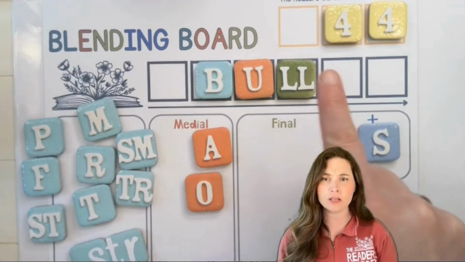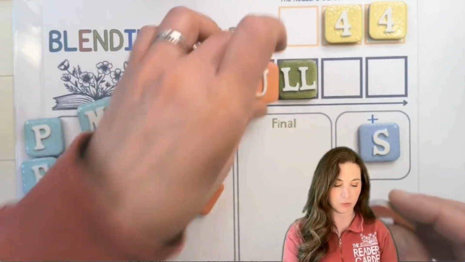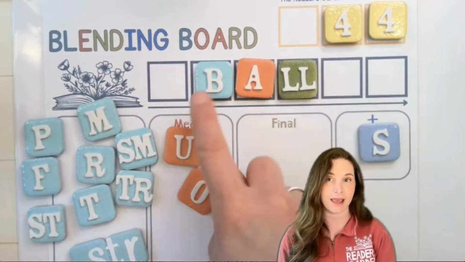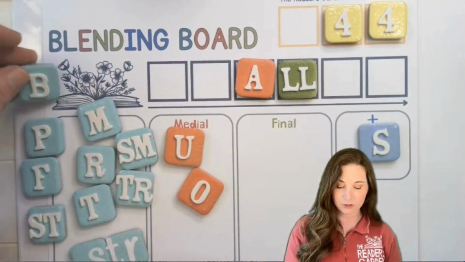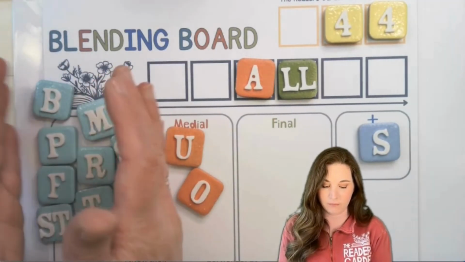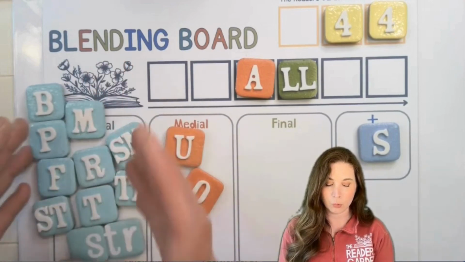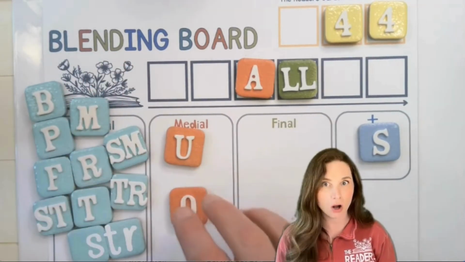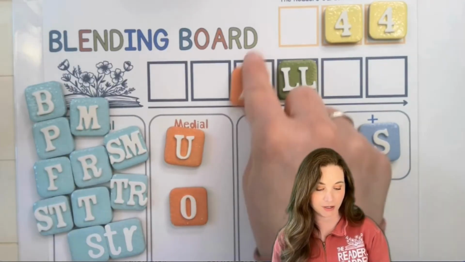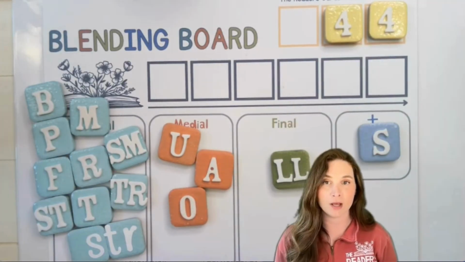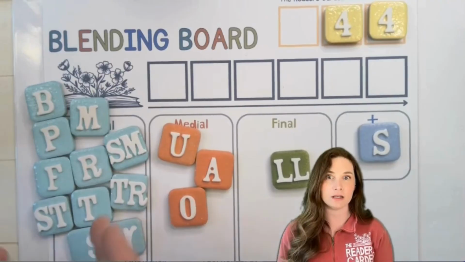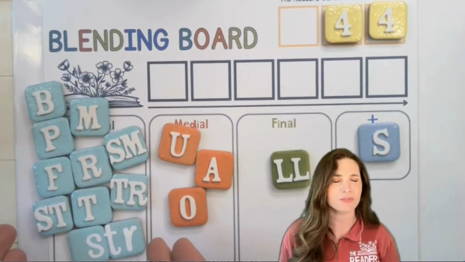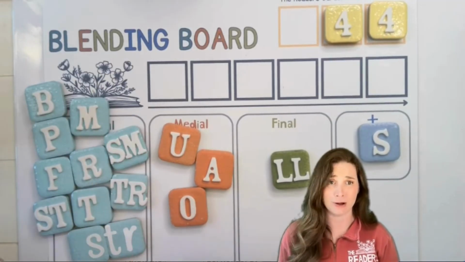Okay, so bull can become ball if we swap out the U for an A, ball. And then what happens if we just take off that B? Gosh, we got so many over here. Tidy them up. We get the word all. And guess what? We're all done with our blending board. So I'll put this away and this away. And my goodness, let's see how many initial we have to work with tomorrow. That was a lot of initial sounds.